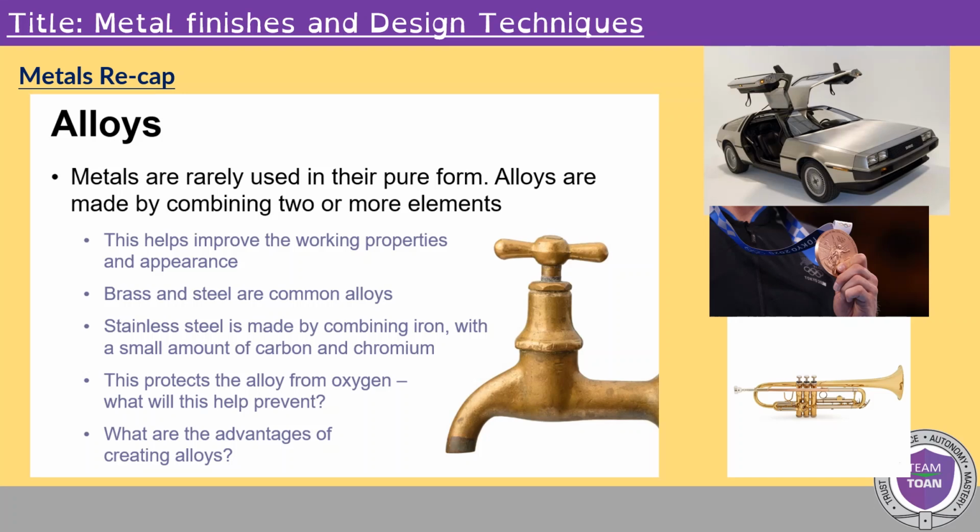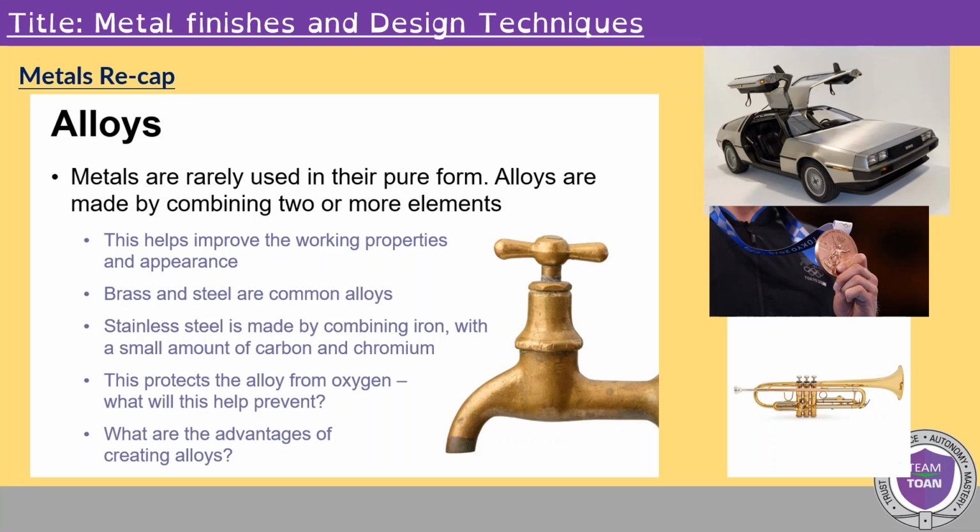Brass and steel are common alloys. Stainless steel is made by combining iron with a small amount of carbon and chromium. On top of that as well, stainless steel is also considered a ferrous metal because it is magnetic and it does contain iron. This protects the alloy from oxygen. What will this help prevent? What are the advantages of creating alloys?